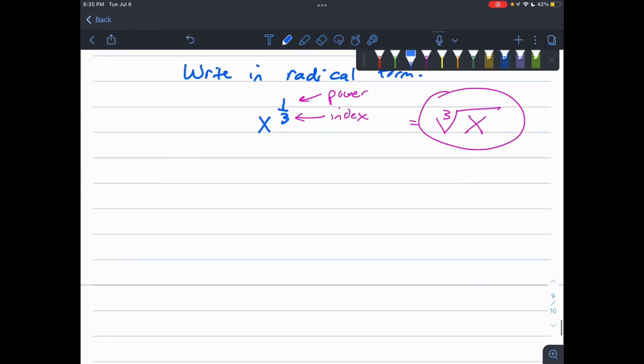So we'll look at one more example of that. x to the 2/3. Going to change it to a radical. So we want to put the index in that little nook. Index is on bottom, so we've got a 3 there. Underneath, we've got x, and then the power of the x is 2.